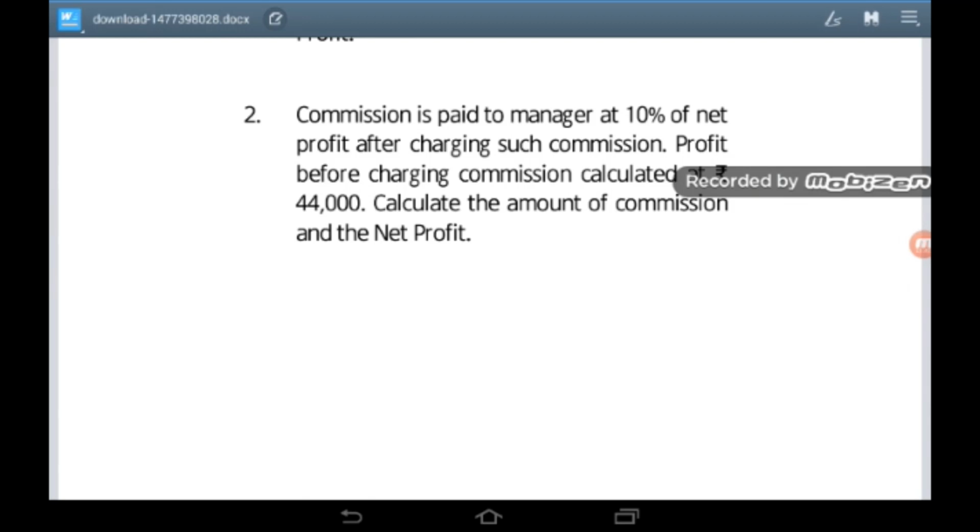So the second problem is: commission is paid to manager at 10% of net profit after charging such commission. Profit before charging commission is calculated at rupees 44,000. Calculate the amount of commission and the net profit.